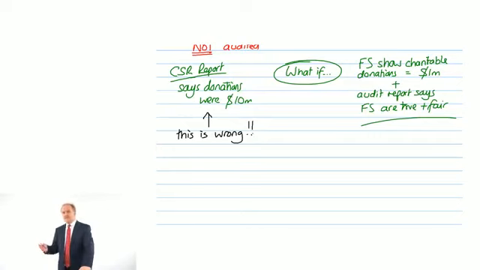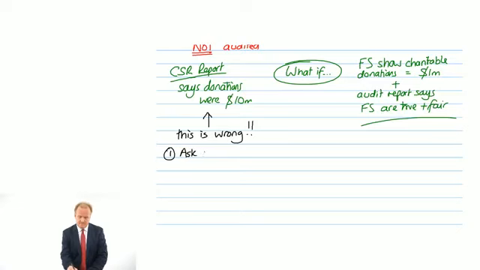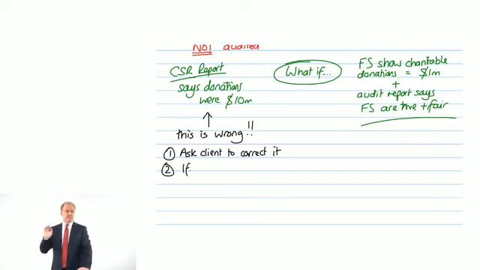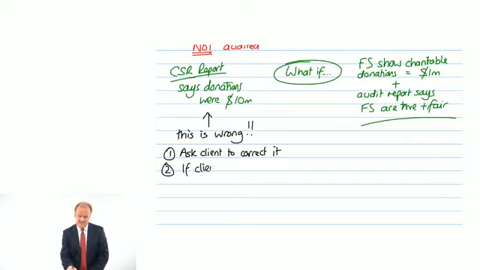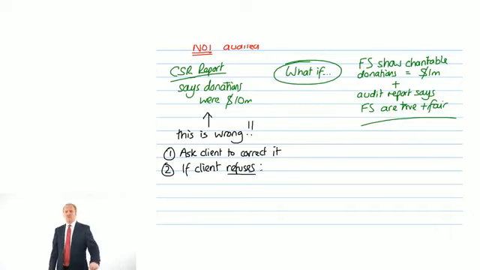So the first thing we will do, fairly obviously, is ask the board to correct this. If the client says yes, then all is well and good. If the client refuses, what do we do next? You see, the problem here is we need to tell the shareholders about this, but we do not audit that document, which means we cannot give an audit opinion on it.